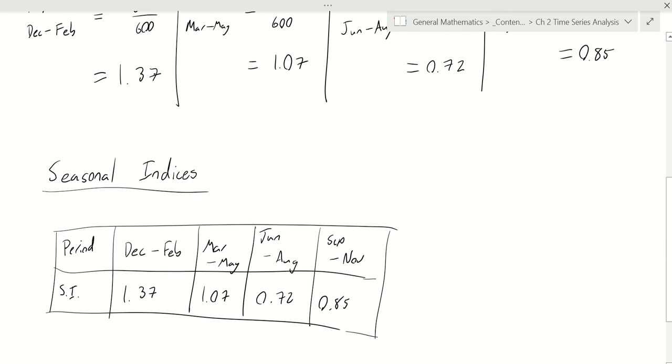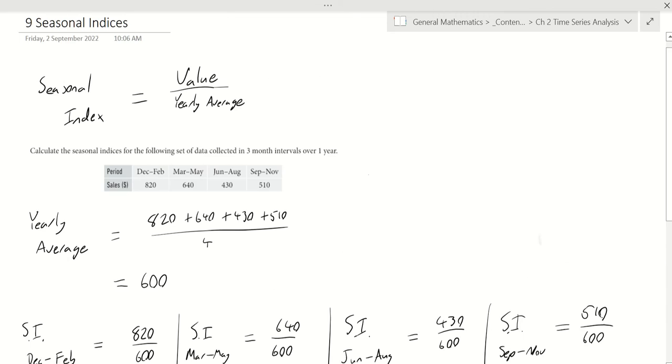We're going to see that they come up and have many, many other uses as well. But that is seasonal indices.